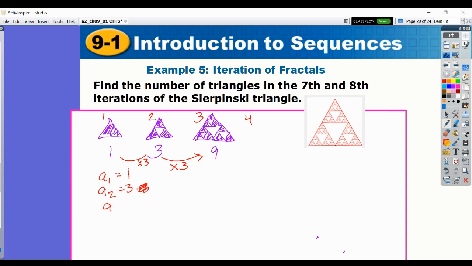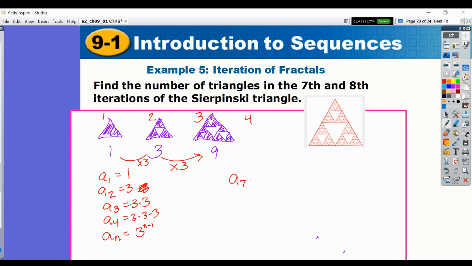To get the next one, I would take 3 times 3. To get the next one, I would take 3 times 3 times 3. So I can actually shorten this really quickly. The nth term would be 3. How many 3s do I have? Well, for the fourth term, I have 3 of them. So that's 1 less. 3 to the n minus 1 power.